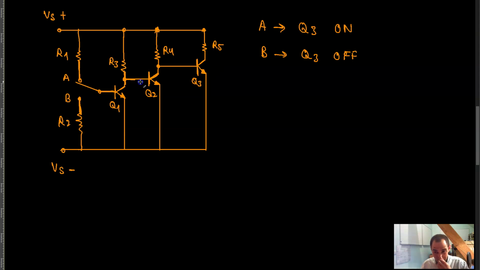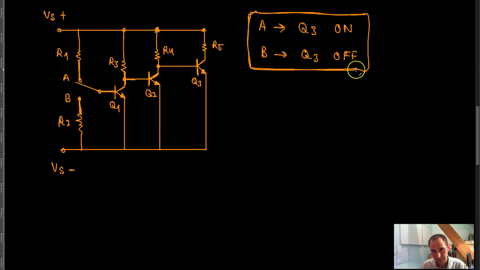So now what we want to do is choose the values of R1, R2, R3, R4 and R5 in such a way that essentially this thing happens. And of course you might think that this doesn't make any sense really, that you just put a bunch of transistors together.